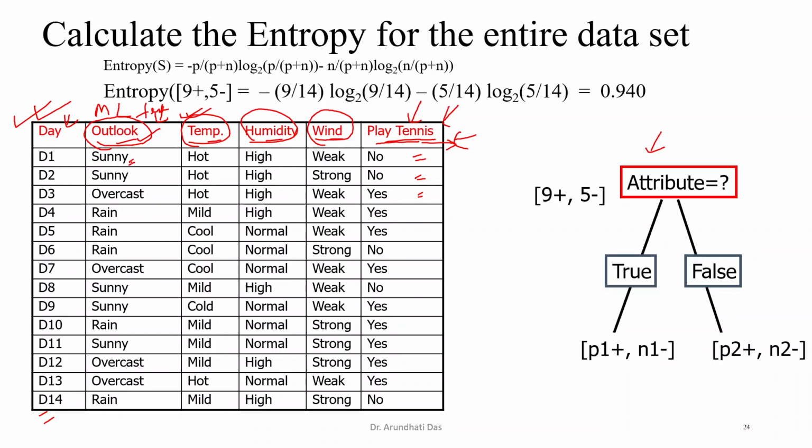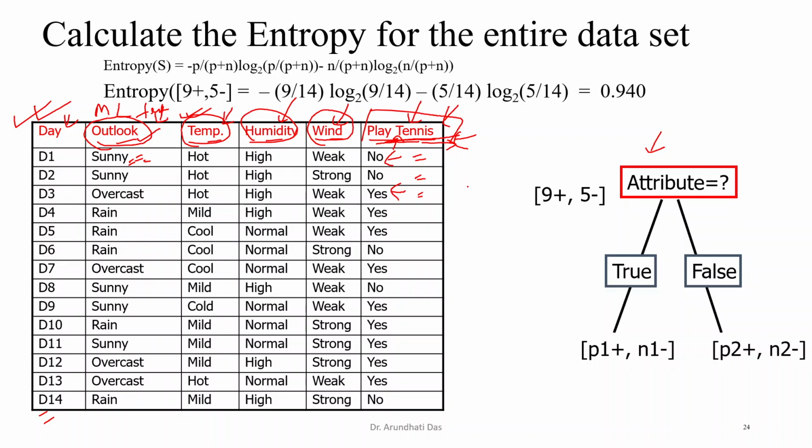Maybe if the outlook, suppose this is one attribute, if the outlook value is sunny, then depending on other attributes, temperature or humidity and wind, what a particular person will do, play tennis, this is the decision that we have to take. The decision of playing tennis will be yes or no. That is what my decision tree will give me.